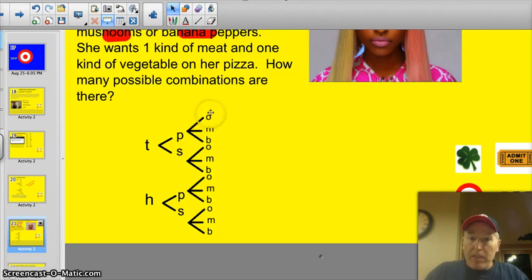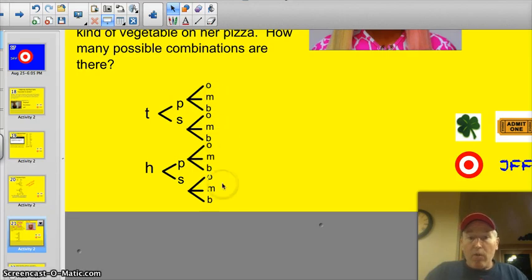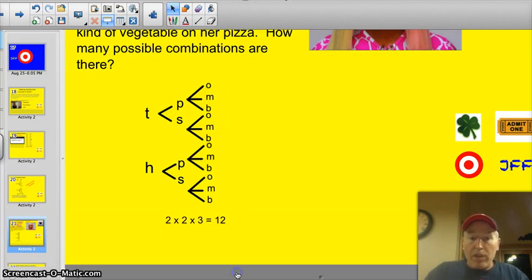So I just made this little guy of 3 and I copied it and pasted it in, because it could be thin with sausage and olives, or thin with sausage and mushrooms, or thin with sausage and banana peppers. So your answer is going to lie over here. These are the total number of combinations. So you've got 2 types of crust, 2 types of meat, 3 types of vegetables. 2 times 2 is 4 times 3. You have a total of 12 combinations. And if somebody asked me, I could say, yeah, this is hand tossed with sausage and olives.